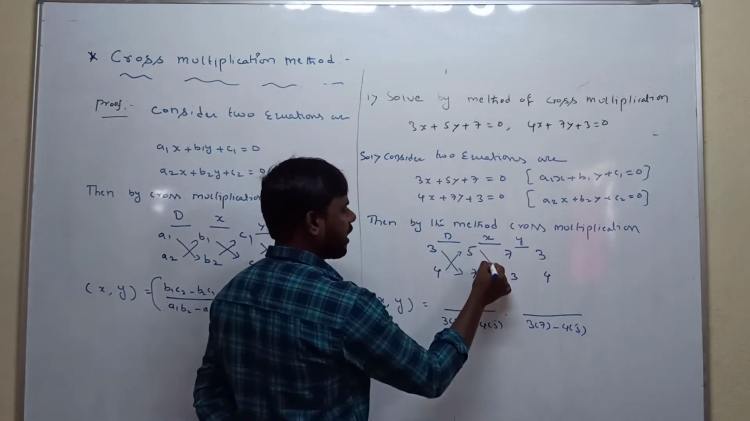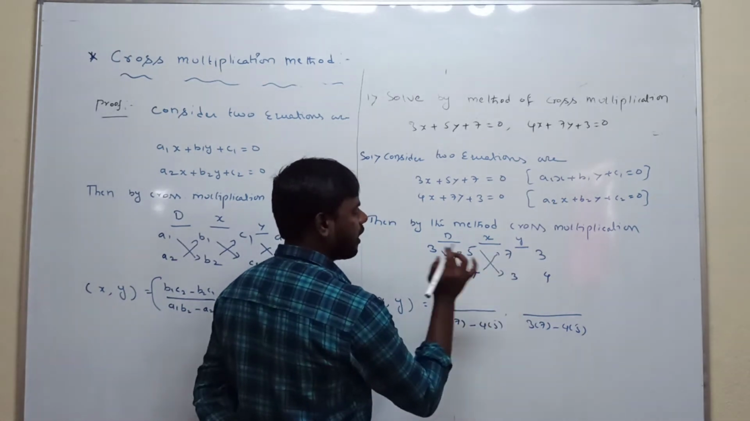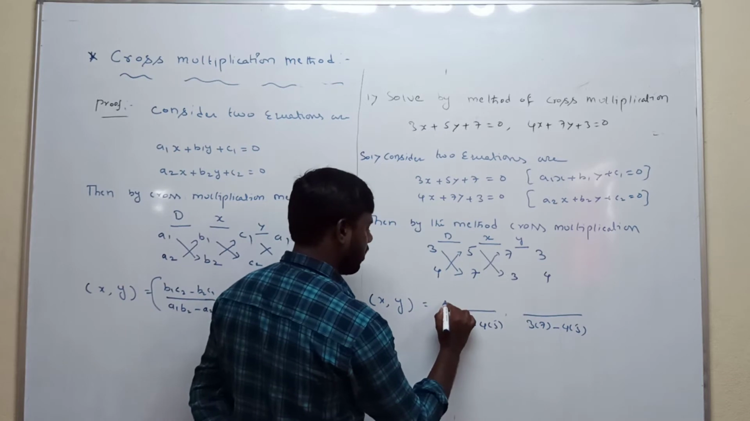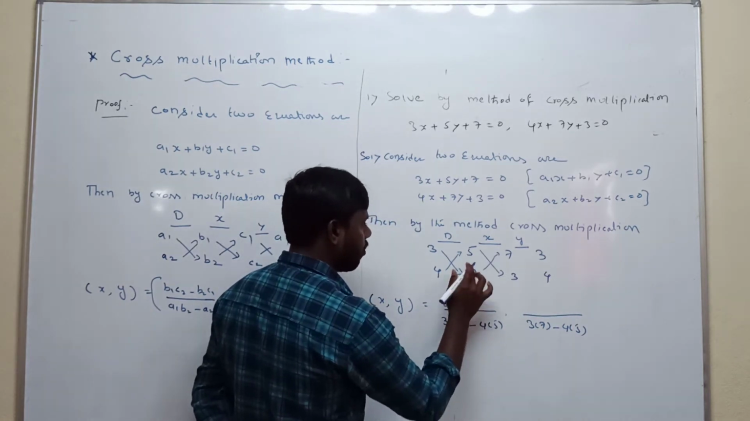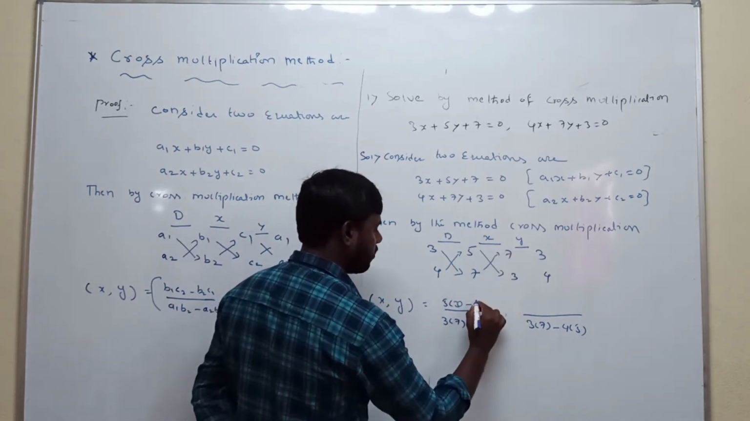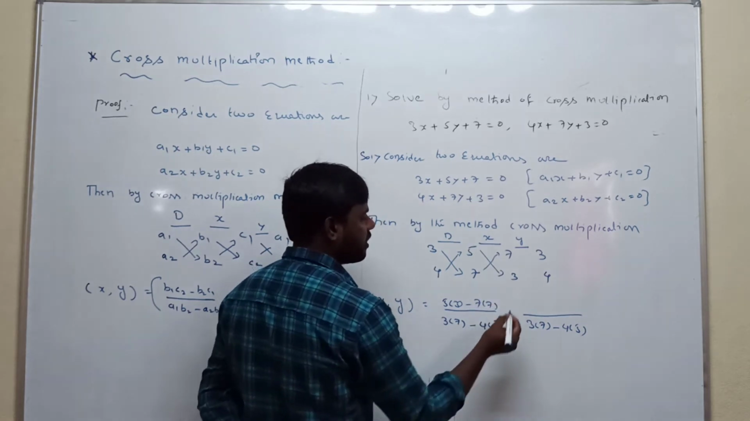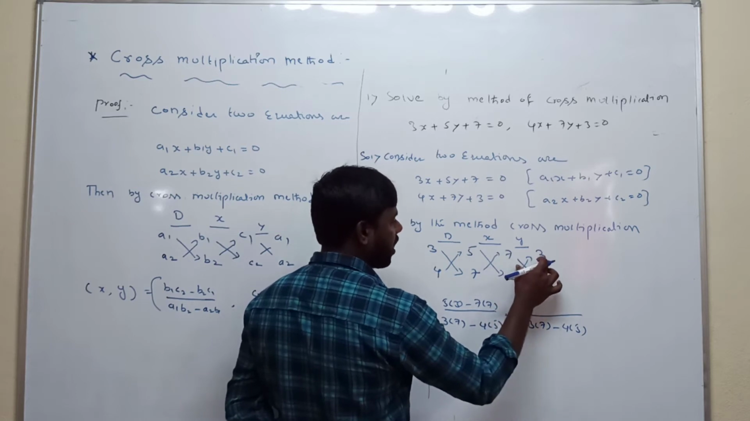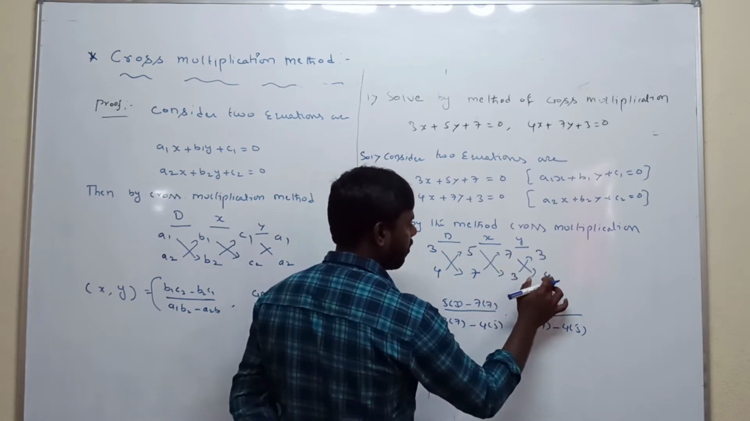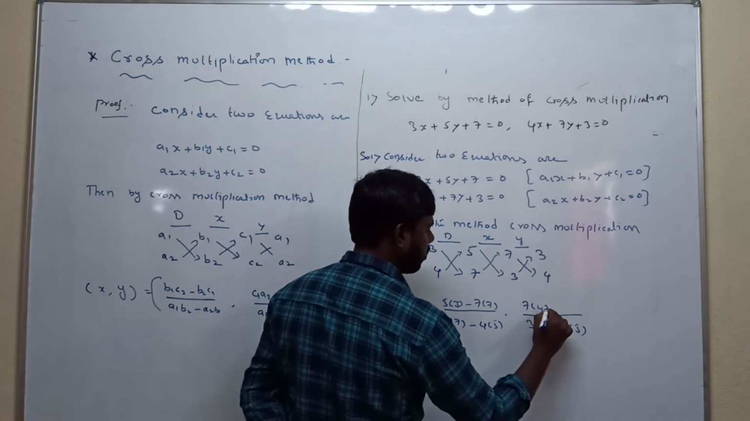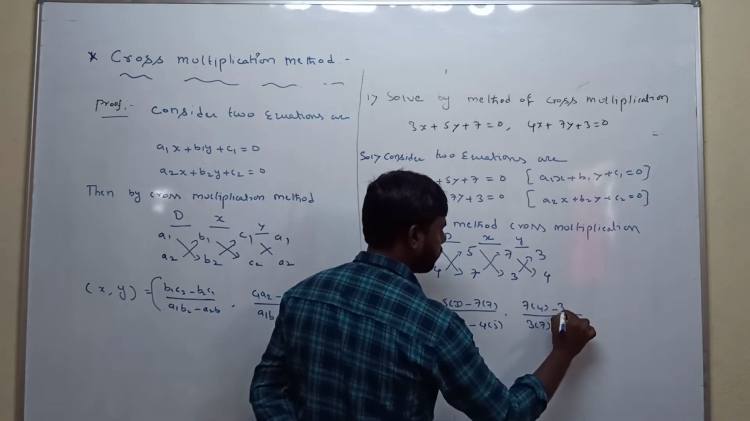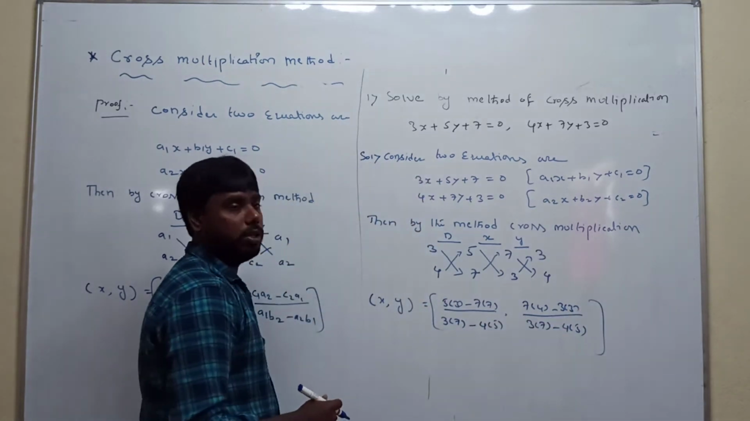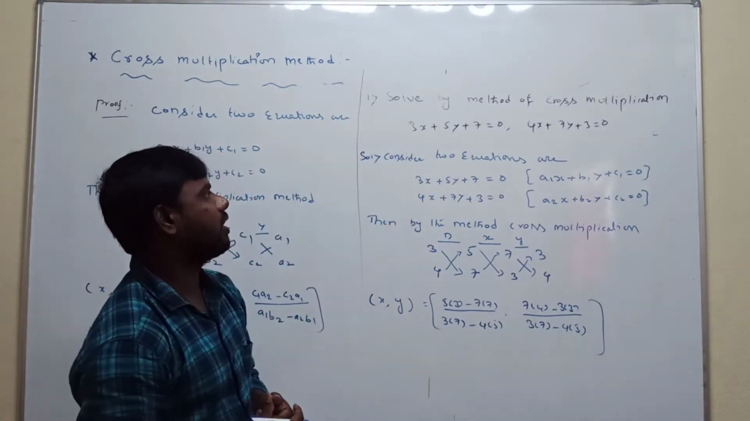Now this value you can take as x numerator. So cross multiplication you can apply: 5 into 3. Write in the numerator, x numerator: 5 into 3 minus 7 into 7. Next this value you can write as y numerator. Applying the cross multiplication, this value write in the y numerator: 7 into 4 minus 3 into 3. You understood?